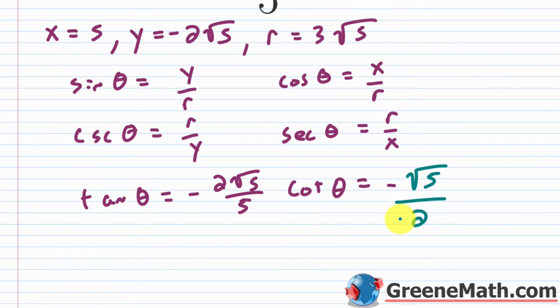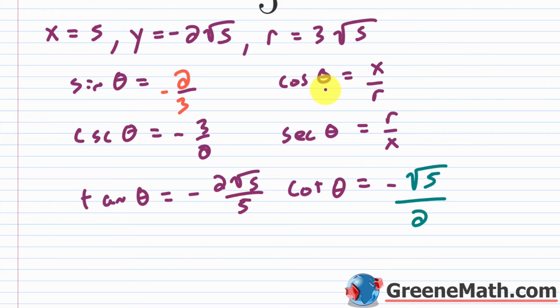So let's go through and get the rest of these guys. So for my y, I'm going to plug in the negative of 2 times square root of 5. And then for my r, I'm going to have 3 times square root of 5. And of course, square root of 5 over square root of 5 is going to cancel. So this is just negative 2/3. You could flip this to get your cosecant of theta. So this is negative 3/2.